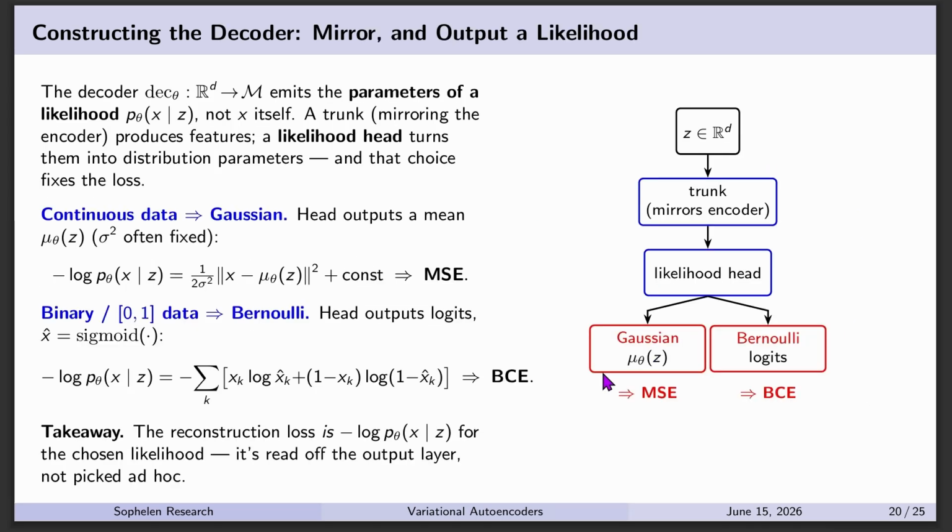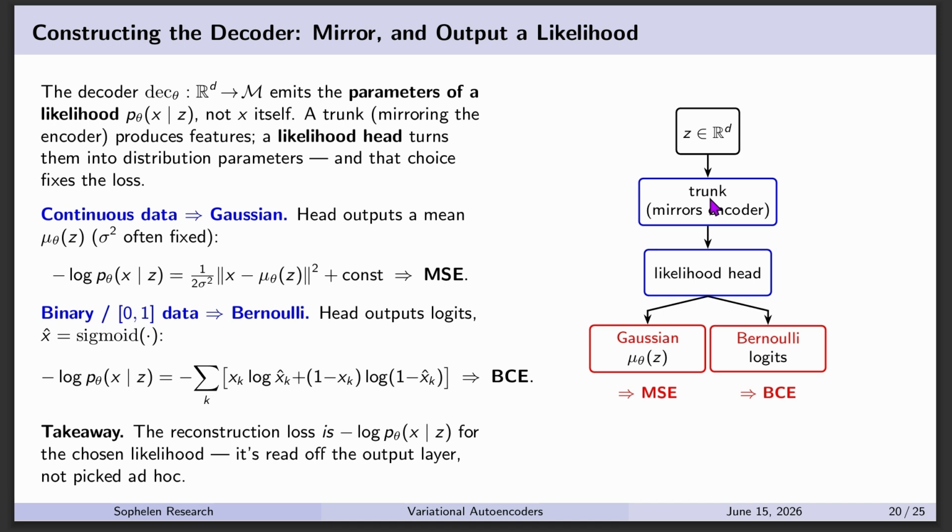Now we look at the architecture of the decoder. Remember that the decoder takes a z from our latent space and sends that to a Gaussian blob in the ambient space, and these Gaussian blobs should cover our data manifold. Now here the trunk should mirror that of the encoder. Mirror means that it's the same architecture but going backward. Think of it like an hourglass. The hourglass for the encoder goes from a large dimensional space all the way down to a much smaller dimensional space, and then the decoder does it backward.